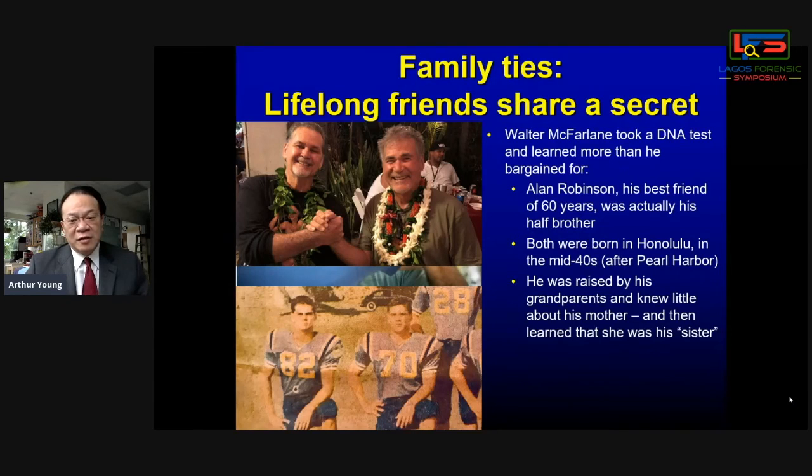The mother had actually produced another child, which was put up for adoption, and that was Alan. And Alan was adopted by another couple who raised him as their own. But the two just happened to meet in high school because they were about the same age, living in the same geographical area. And so naturally they would cross paths.